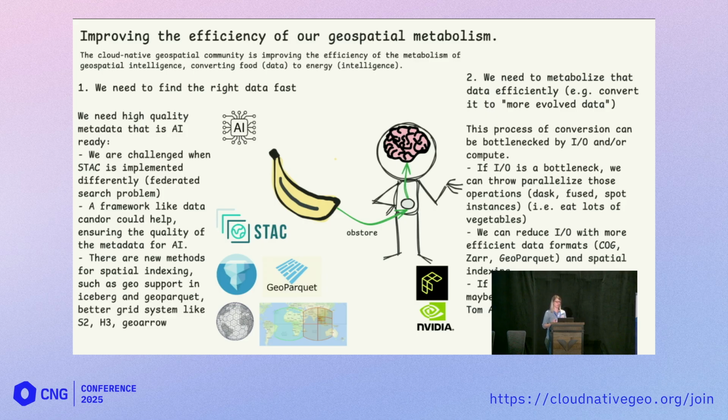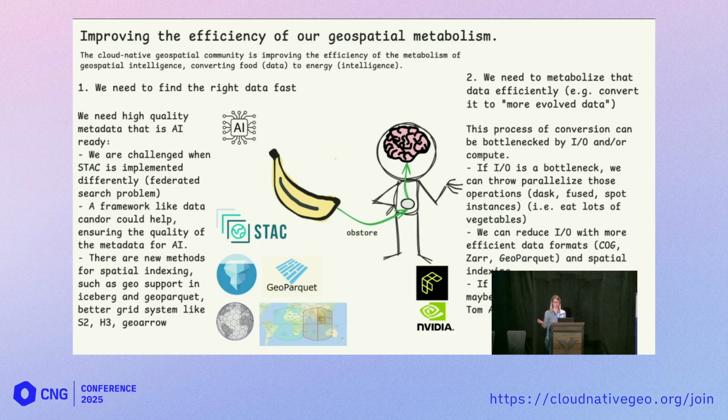We got introduced to the idea of Data Candor and how a framework like Data Candor could help us create better metadata through AI and also for use through AI. And then there are a lot of really cool new methods for indexing. That includes both different types of spatial indexes, as well as these actual indexing systems, or I'd say query engines, such as Iceberg and Sedona, and then the formats that also leverage them, like GeoParquet and GeoArrow. And so then we need to metabolize that data efficiently to create more evolved data, which is just another word for insights.